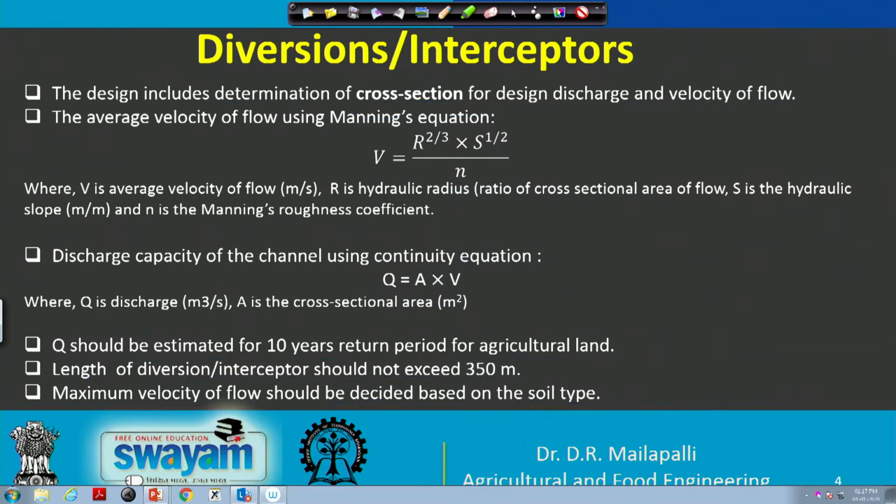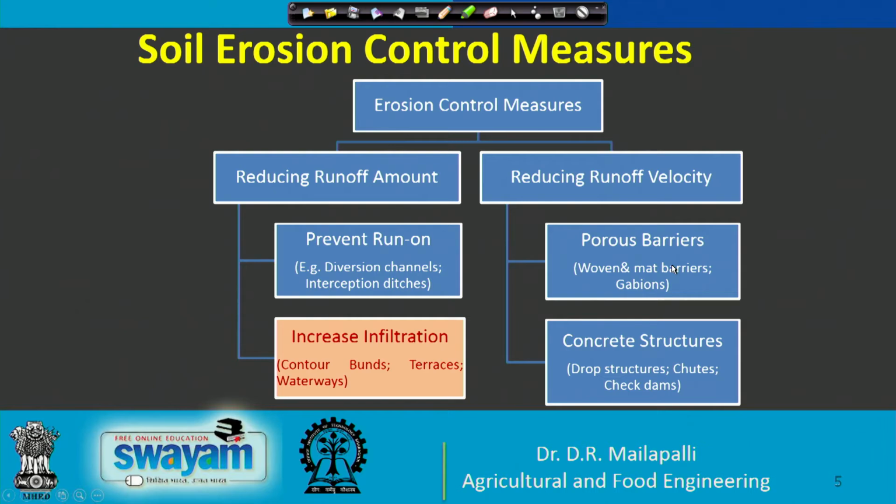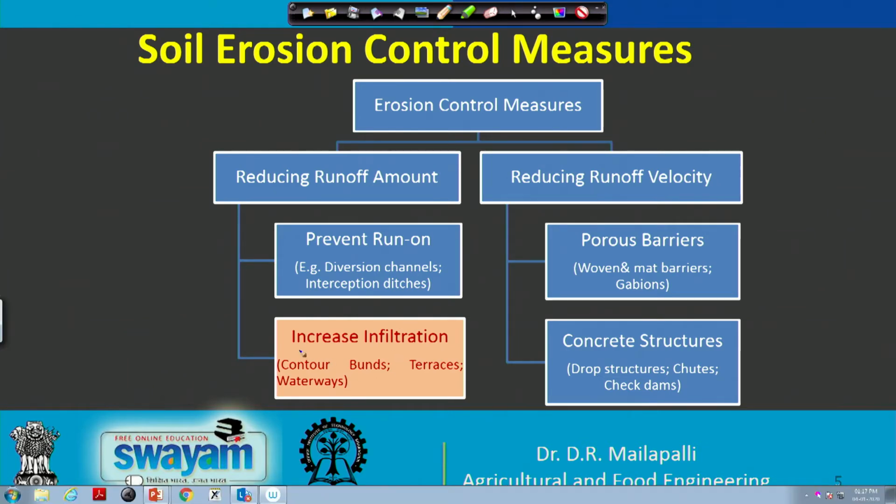The next category here is increasing infiltration. We just finished preventing run-on using diversion channels and interceptor ditches. Now, moving on to increasing infiltration using contour bunds and terraces.